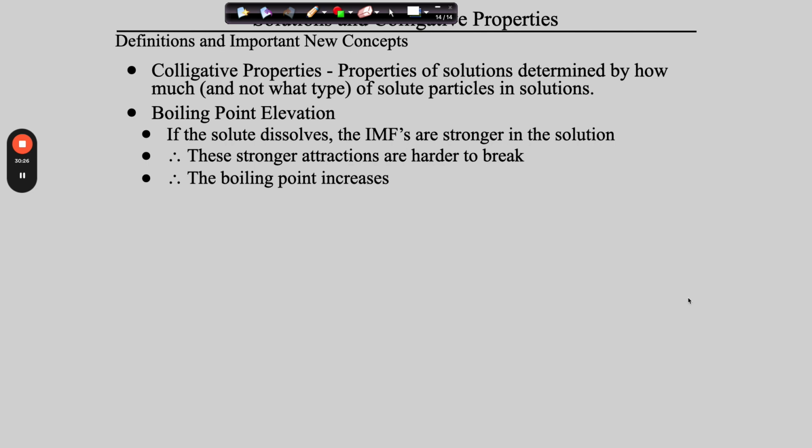So again, when you add salt to water, if the salt dissolves, the intermolecular forces are strong, and stronger than the ones inside the water by itself. If the intermolecular forces are stronger, they're harder to break, and the boiling point goes up.